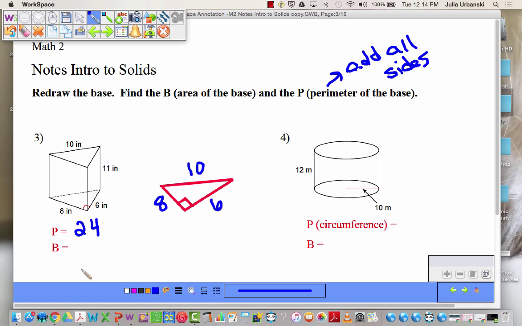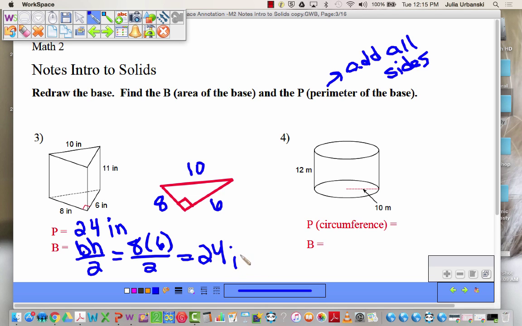Okay, area. Now it's different. You have to look at the specific shape. It's a triangle. Area equals base times height divided by 2. So what are the 2 numbers for base and height? Look for that right angle. 6 and 8. Good. 10 doesn't count because there's no right angle on the 10. So it's 8 times 6, 48, divided by 2 is 24. It is just a coincidence that they came out the same. That will definitely not happen every time.